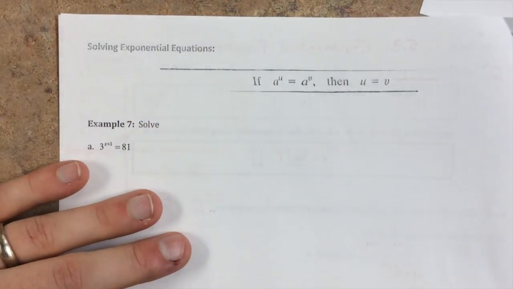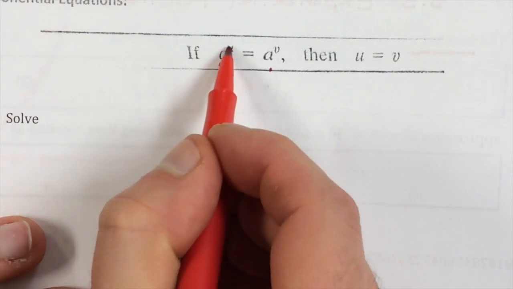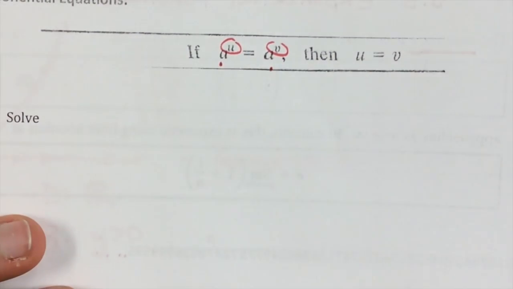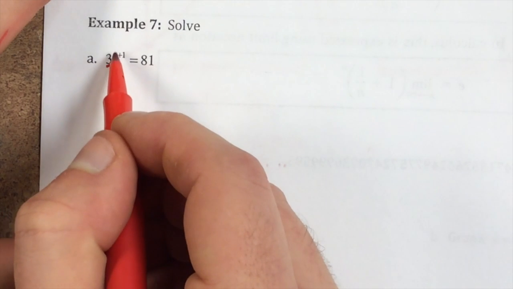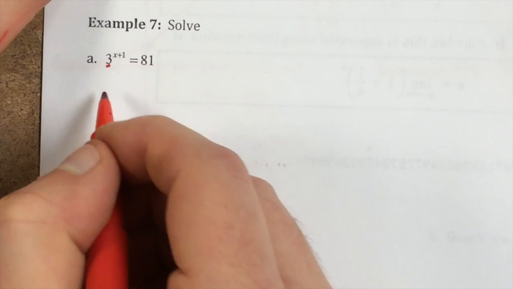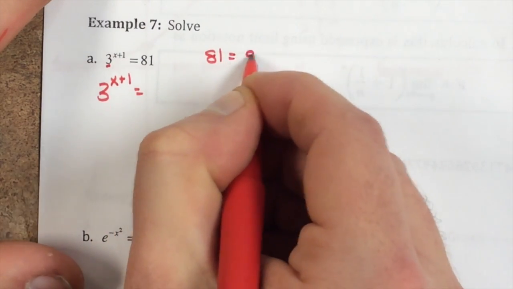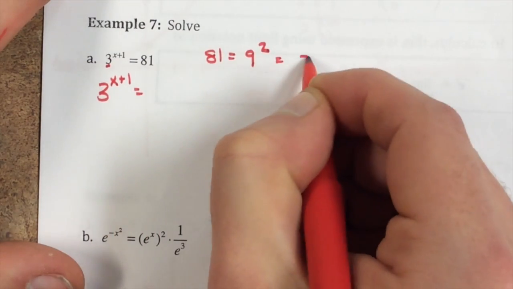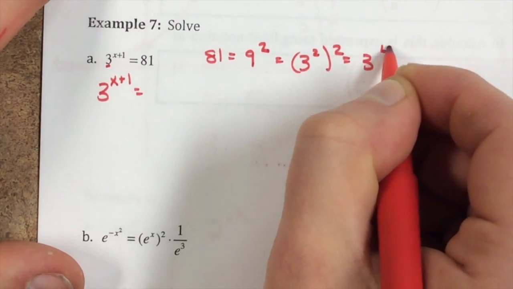Solving exponential equations. This is all you have to do. If you have like bases, then you set the exponents equal to each other. So let's look at a couple of these problems. Here I have base 3 to the x plus 1. Here I have 81. But I know that I can make 81 a power of 3. 81 is 9 squared, which is 3 squared squared. So that's 3 to the 4th.